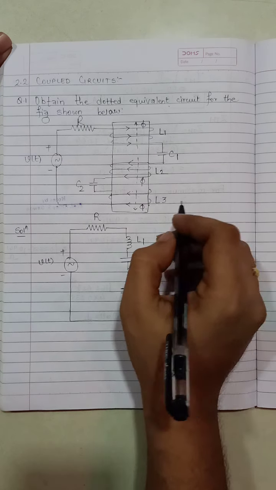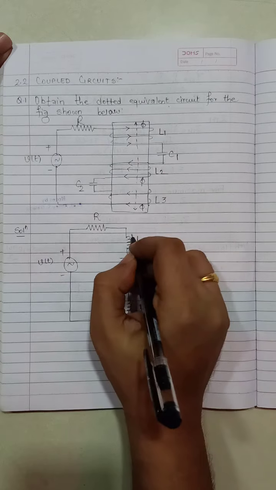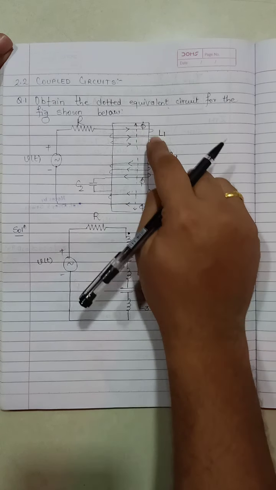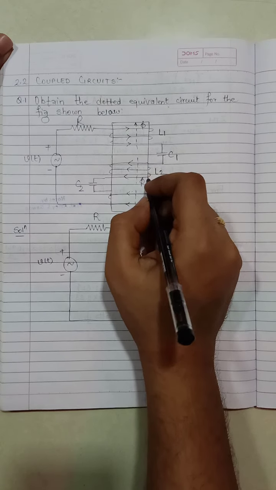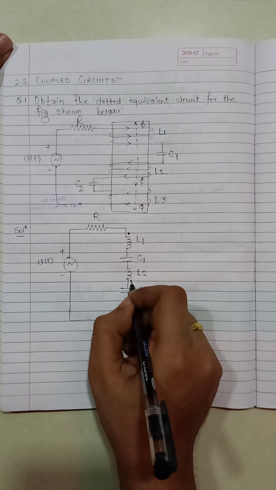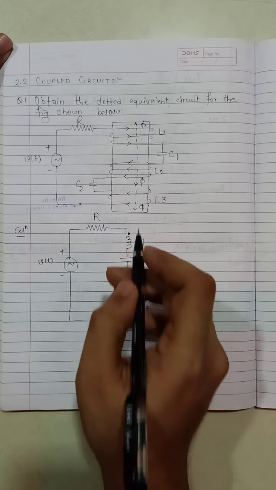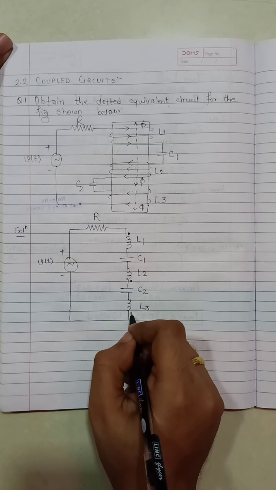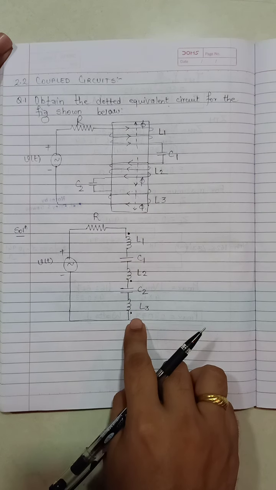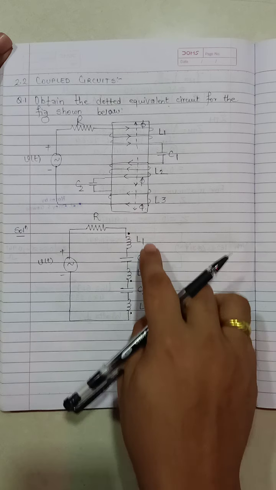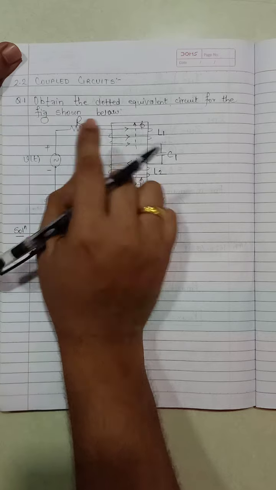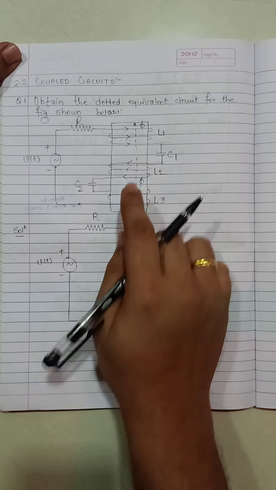Now you need to put the dot, so the flux moving out will be the point for the dot. So this will be the dot for L1. For L2, the flux is leaving out, so here you will have a dot, and for L3 it will have a dot here. L2 and L3 have the same direction of the dot. So this is how you draw the dotted equivalent circuit for the given diagram.